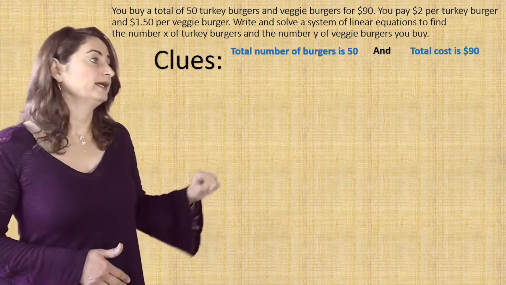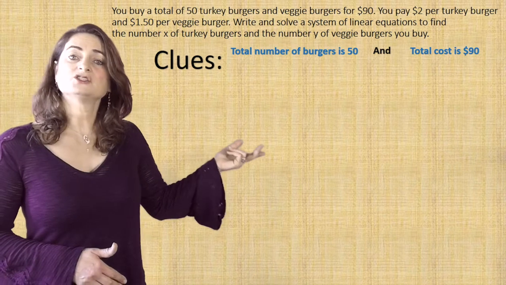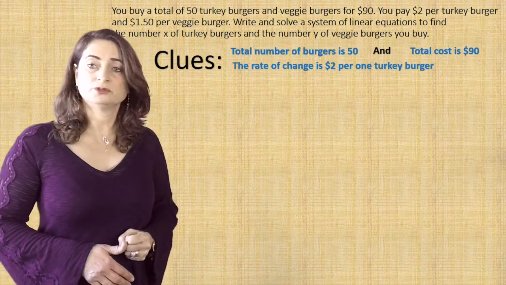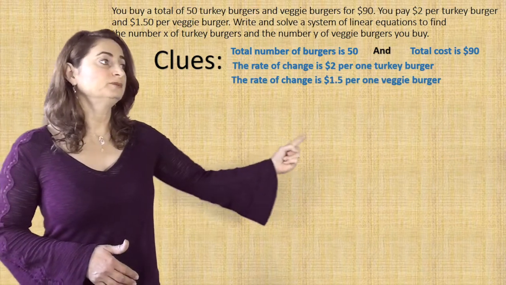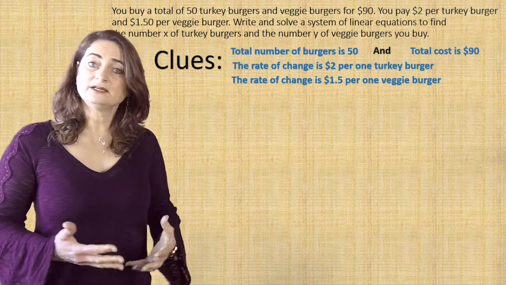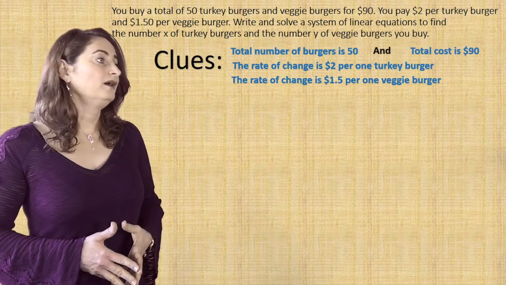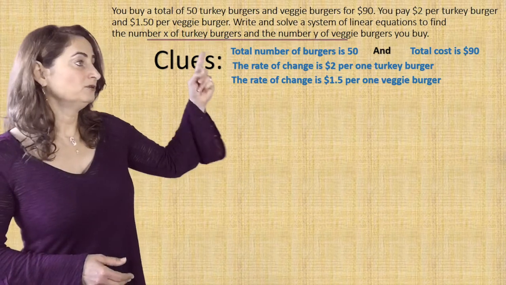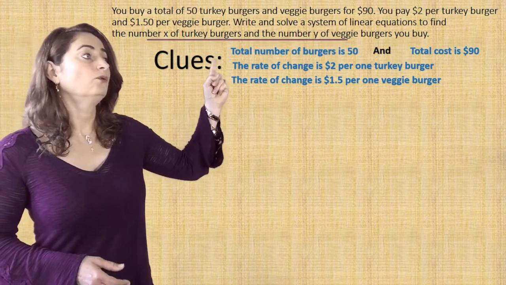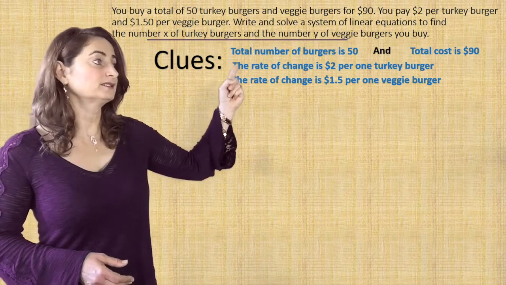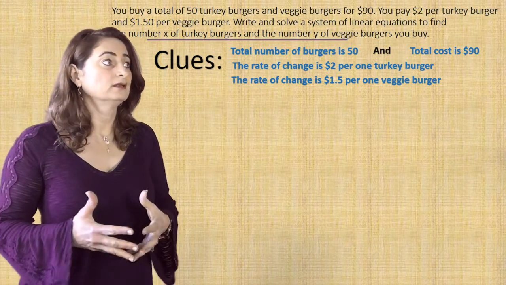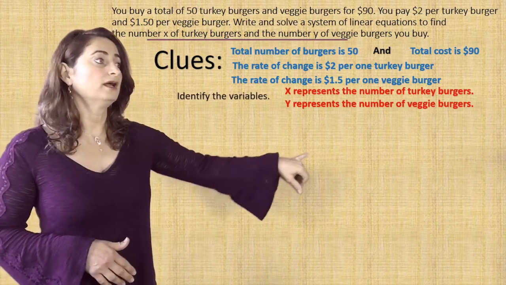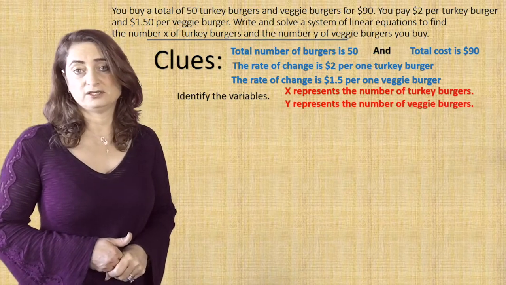Now the second clue that I have, the rate of change. How much is it costing you per veggie burger and turkey burger? $2 per one turkey burger and $1.50 per one veggie burger. And that's the rate of change or the slope. Now, what else did they give me? What are you trying to find? Look at the question and underline what it is you're trying to find. You're trying to find x number of turkey burgers and y number of veggie burgers. That's why x represents the number of turkey and the y represents the number of veggie burgers.